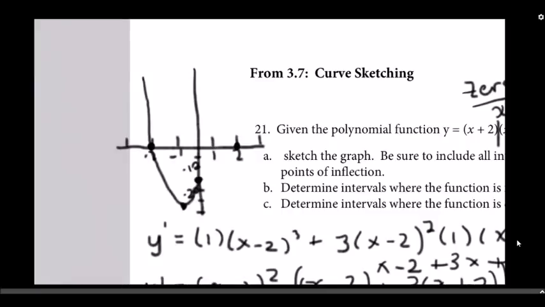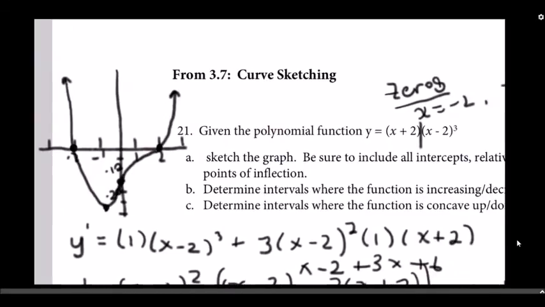Then it needs to switch concavity because now we have a point of inflection. The interval I've just graphed here is all concave up, but now it needs to switch to concave down. That interval there is concave down, but now it needs to switch back to concave up once it crosses through here. So that interval is concave up from 2 to infinity.